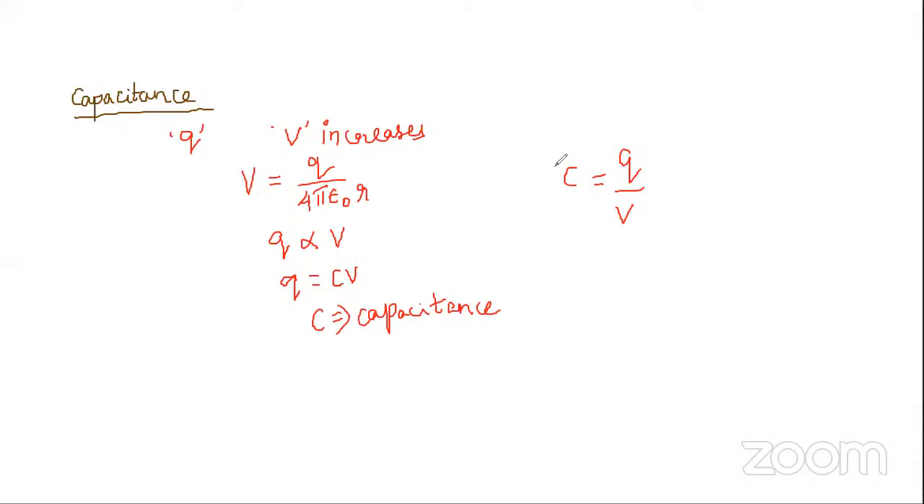Here we are talking about any isolated conductor. Whenever you supply a charge, you get a potential, and C is the ratio of the charge given to the conductor to the potential developed in the conductor. This is called capacitance, and the SI unit of capacitance is called farad. You also have the dimensional formula for capacitance, which I am writing here.